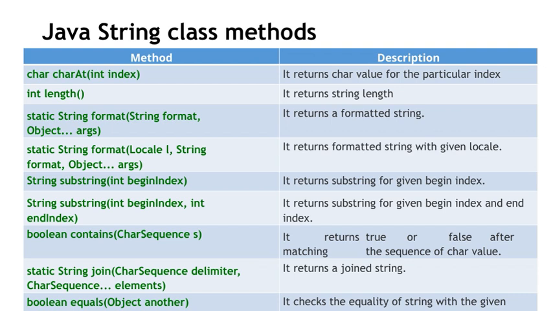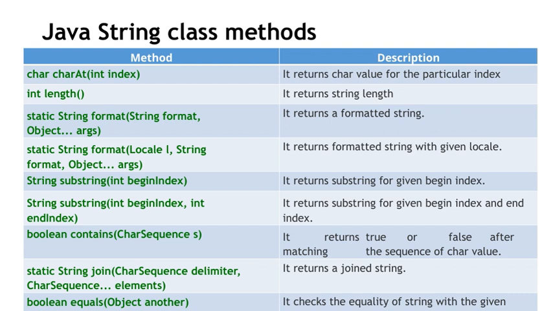It returns true if the sequence is found and false otherwise. This is useful for validation or search operations. Then, the join method helps us concatenate multiple strings with a specified delimiter. Imagine joining a list of words with commas or spaces. This method simplifies that process.